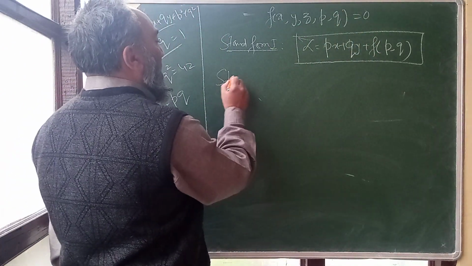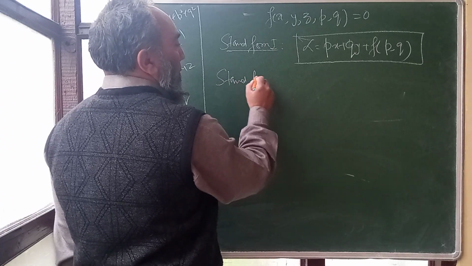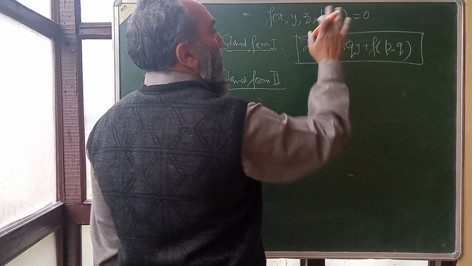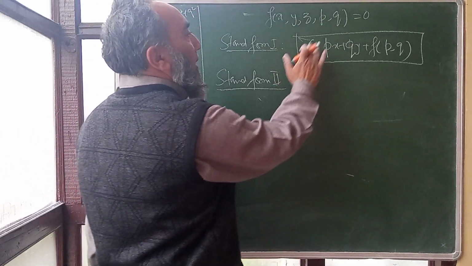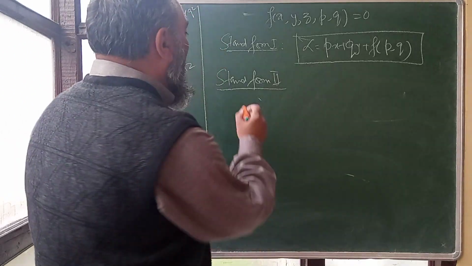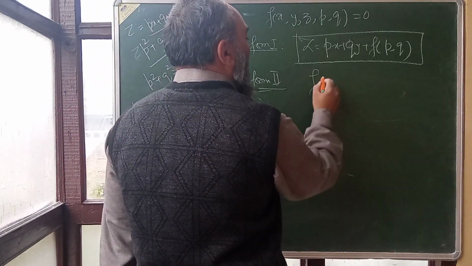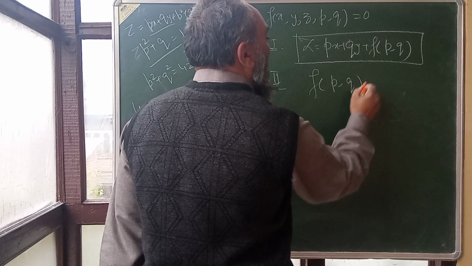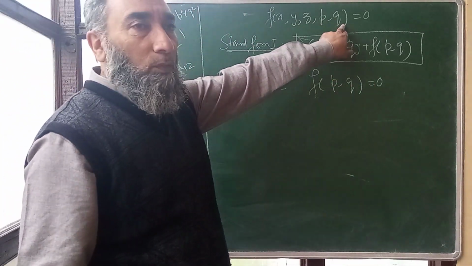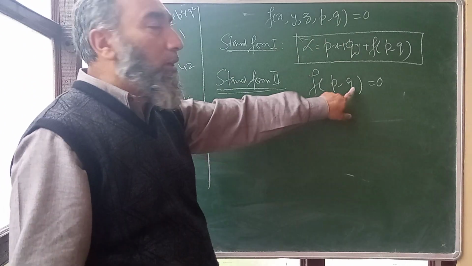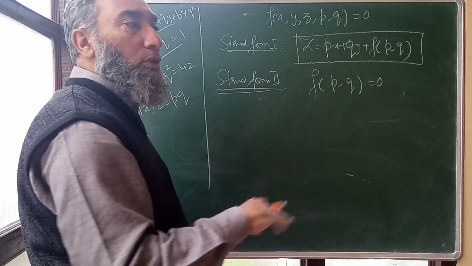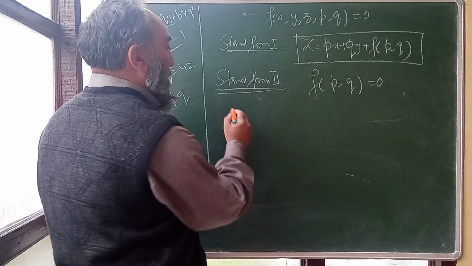Standard form second. Here all the components are there: z is there, x is there, y is there, p is there, q is there. Right? Standard form 2: say you have only 2 things, f of p, q equals 0. Instead of 4 or 5 things, you have only p and q. This is one form, right? I will be showing you how we will be solving such equations.